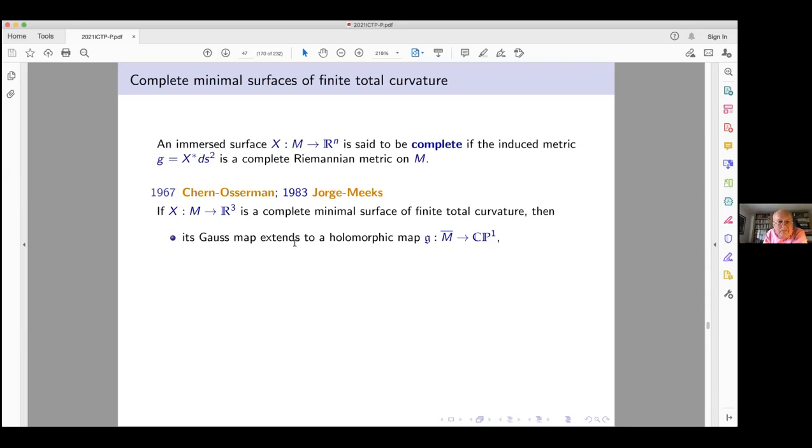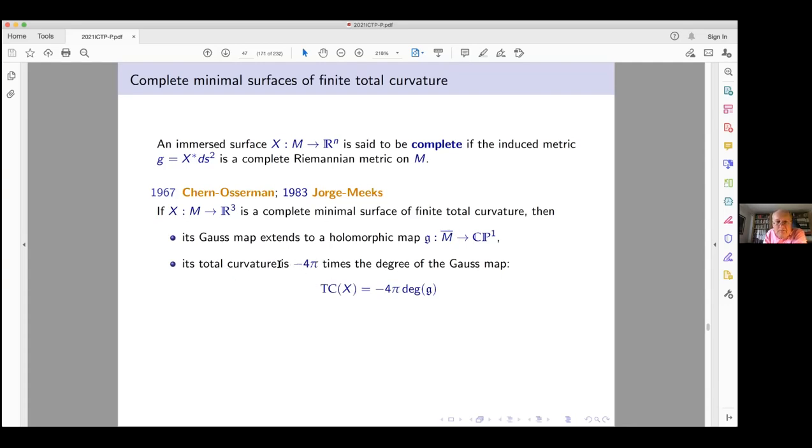I'm sorry, I forgot to include one important piece of information, because I was editing and I unfortunately left some things out. In such a case, M is in fact a compact Riemann surface, which I'm denoting by M bar here, with finitely many points removed. So it's a finitely punctured compact Riemann surface, and the Gauss map extends to a holomorphic map on the compact surface, to CP1. So it actually is a rational function on M.